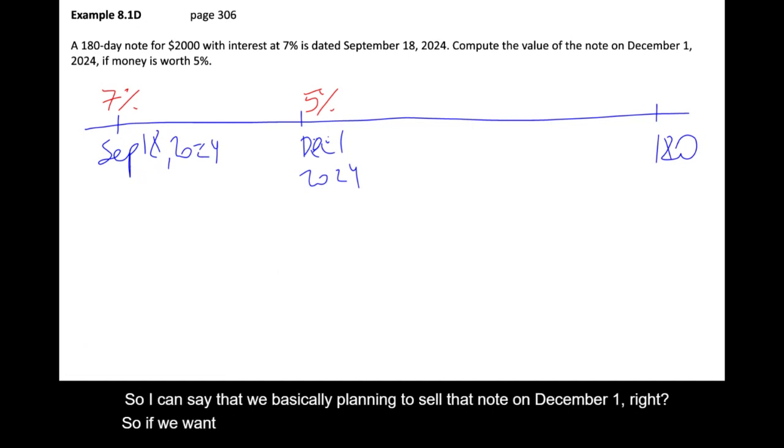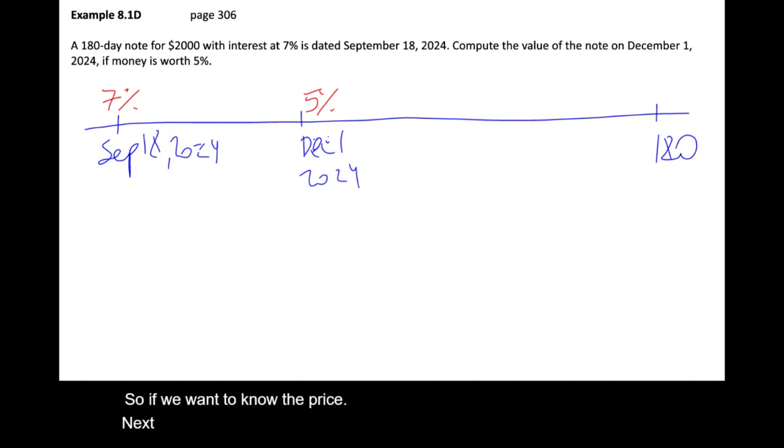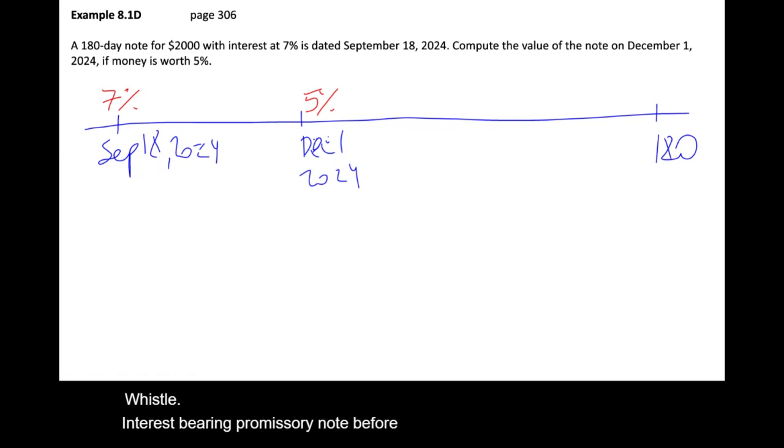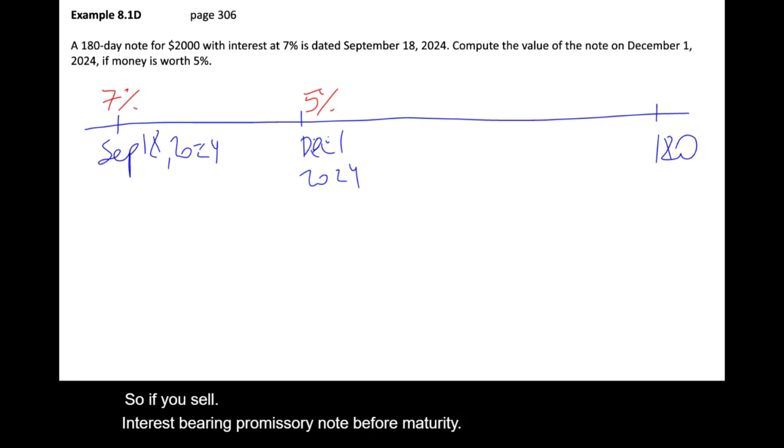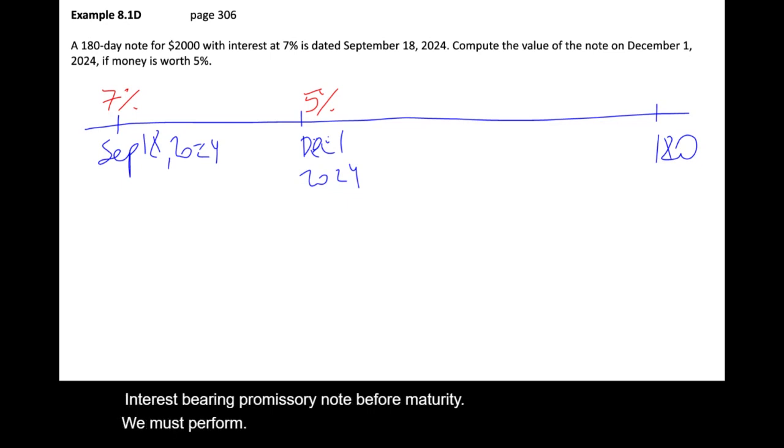So if we want to know the price, the next step most likely will be a transaction, right? So write this down. If we sell an interest-bearing promissory note before its maturity, we must perform two steps.